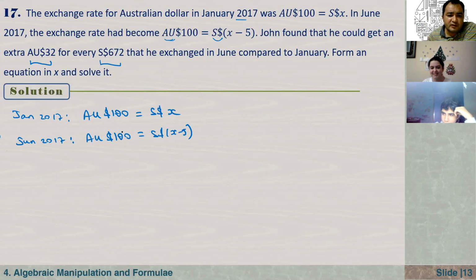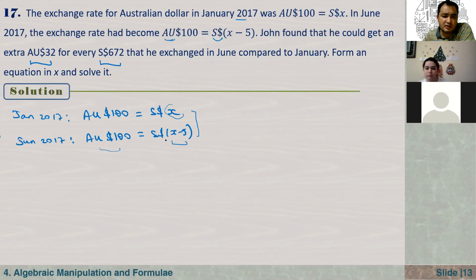Musa, here are two different cases, right? Different days you're changing. In January, X dollars, and in June it is X minus 5, right? So that means in June, in which case is the Australian dollar cheaper? In June, right? As you see here, for example, here it is X dollars. Now for the same amount of Australian dollars, you are getting fewer Singaporean dollars. So that means there is a decrease in the price of the Australian dollar.